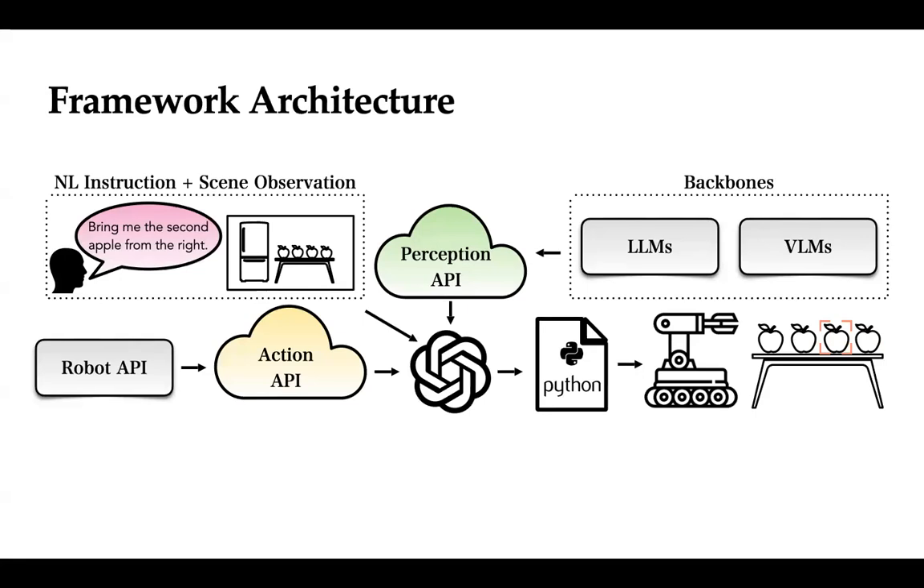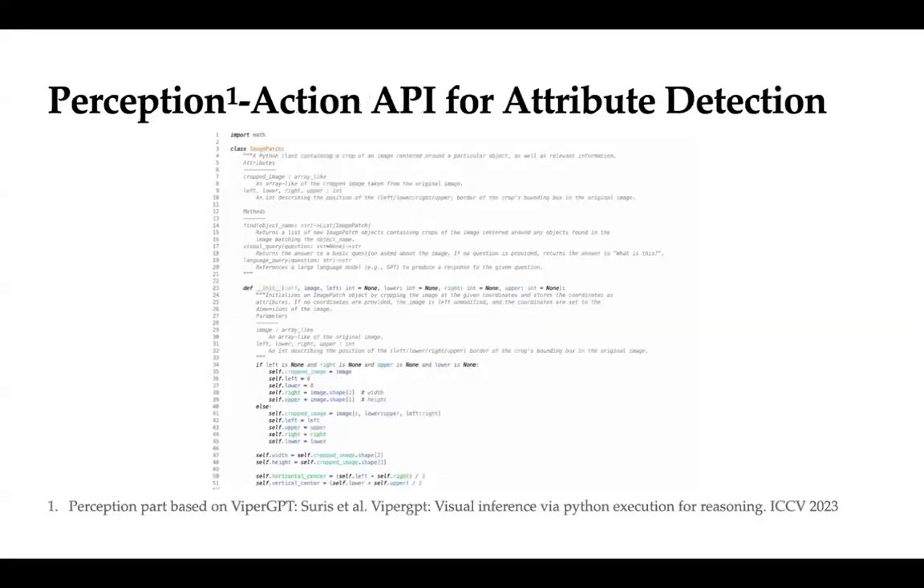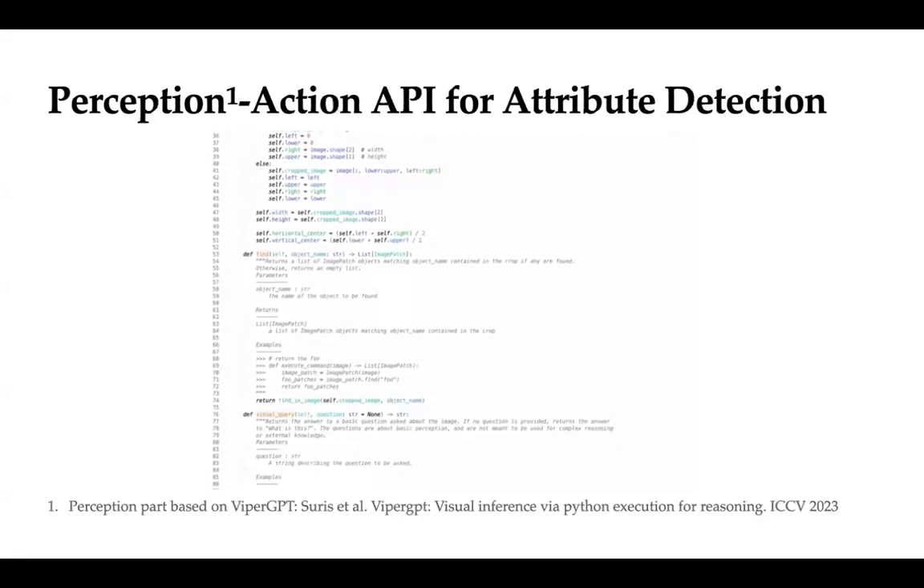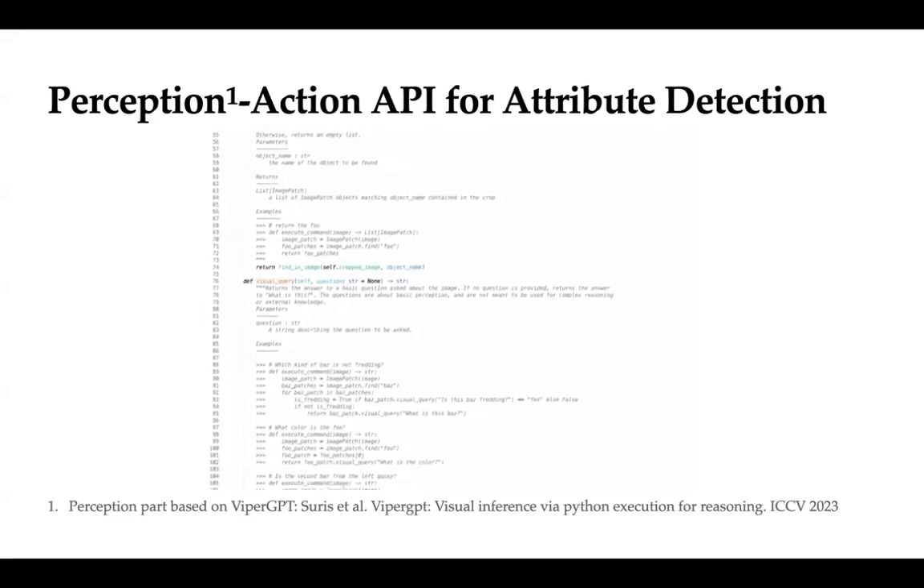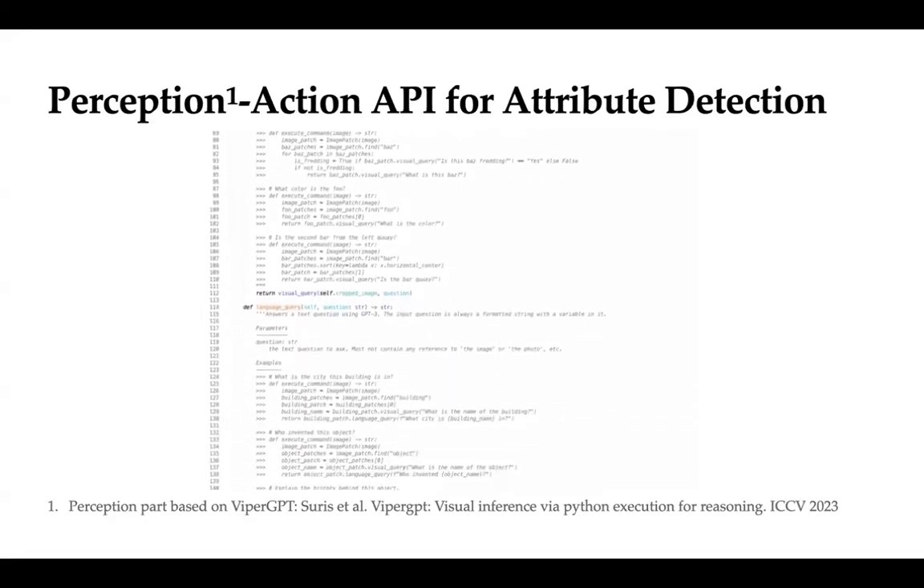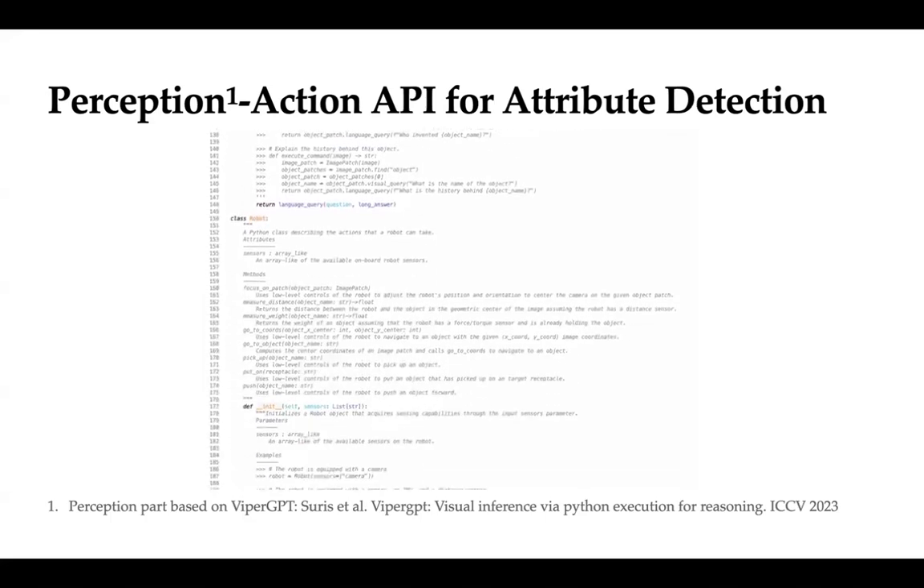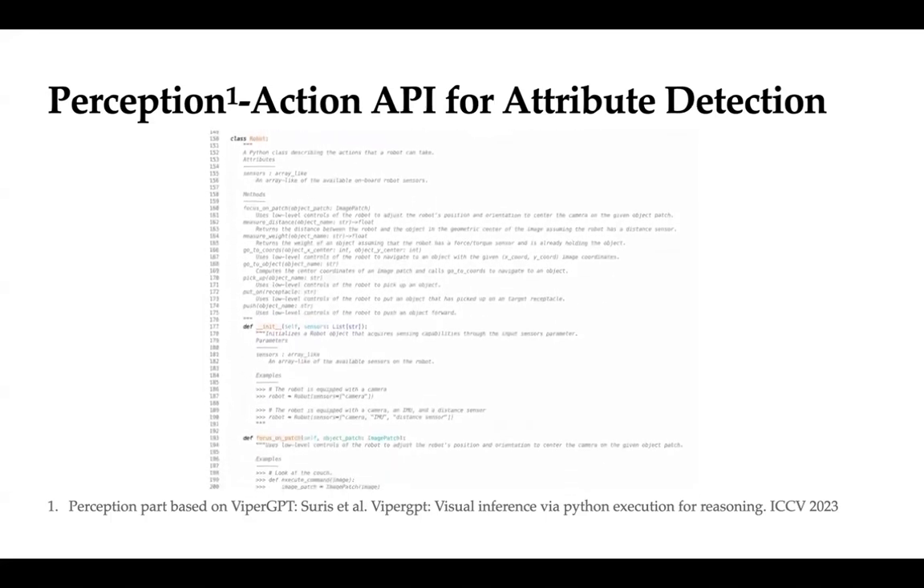Our framework receives a natural language instruction and an image as input. It then uses an LLM to produce a Python program that combines LLMs and VLMs with robot actions to actively reason about attributes. The API consists of an image patch class and a robot action class with methods and examples. Image patch supports open vocabulary object detection, or OVD, visual question answering, or VQA, and answering textual queries.